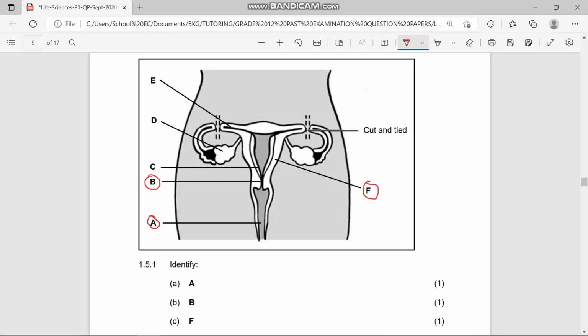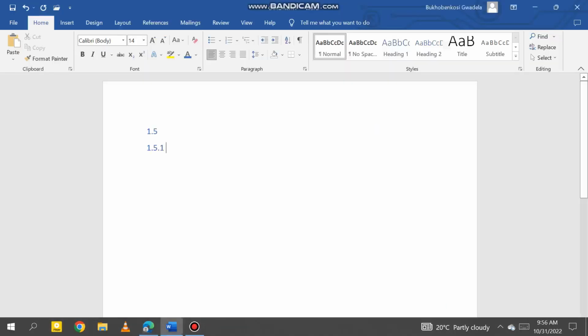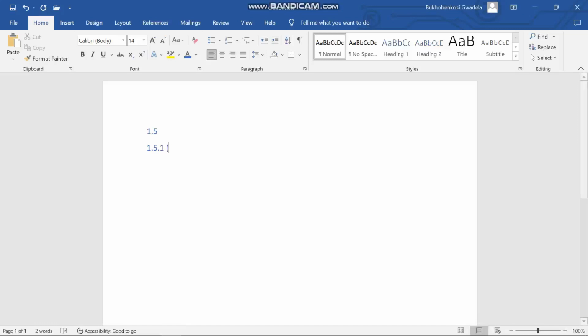Let's go right down. As you can see, A is a vagina, B is a cervix, F is a uterus. So let's write them down in our answer sheet. So that was A. It was a vagina. Vagina. And we had B. B was a cervix. Cervix.